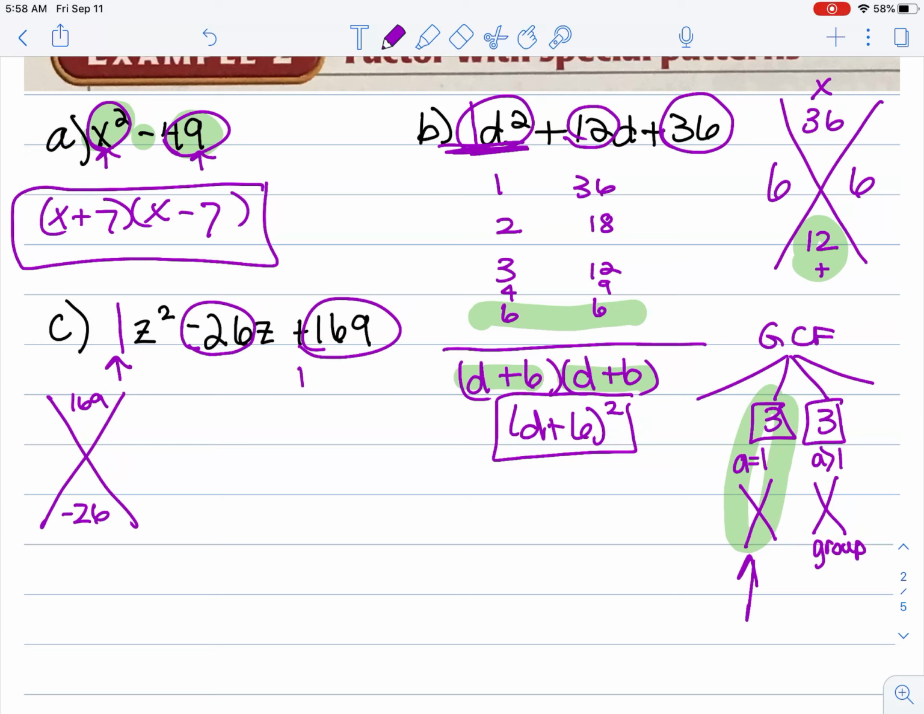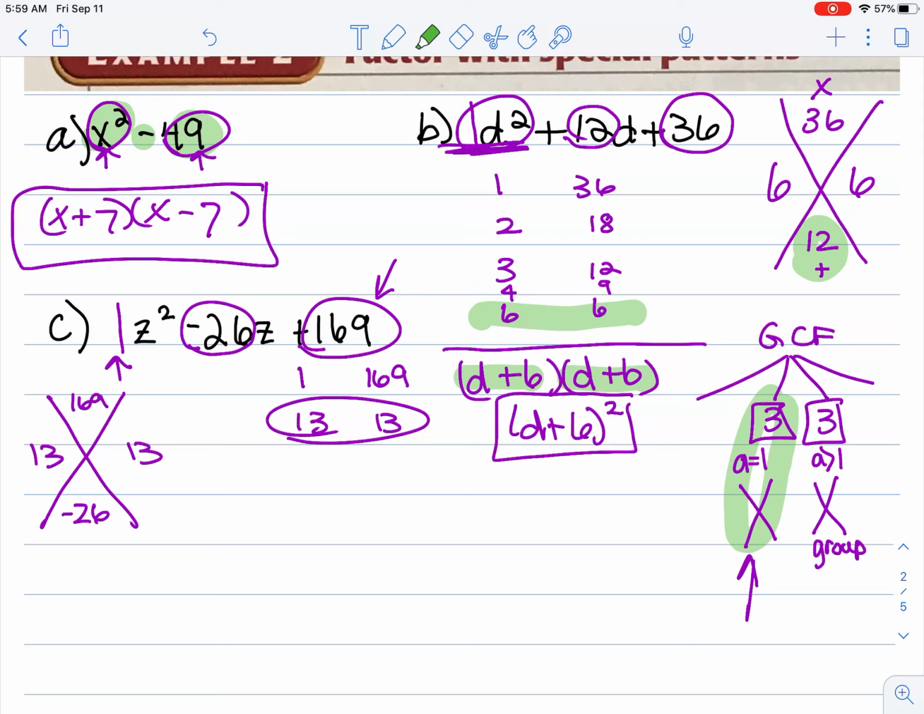And then we're looking for factors. So we know there's 1 and 169. 2 doesn't work. 3 actually doesn't work. 4, I don't know. All I know is that these would be 13 and 13, which goes along with our special case of a perfect square trinomial, because this is perfectly squared. So we go 13 and 13 here.